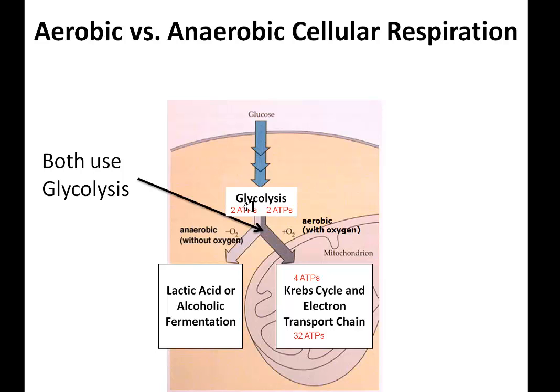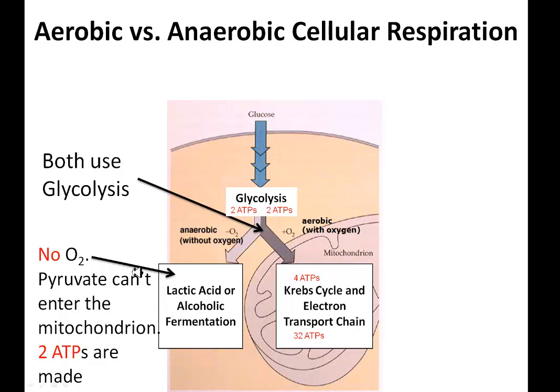Sorry about that. They're both going to use glycolysis. This produces lactic acid and alcohol fermentation. This one, going with presence of oxygen, can actually use the 2 ATPs from glycolysis, put 4 more in through the Krebs cycle, and put 32 more in for the electron transfer.